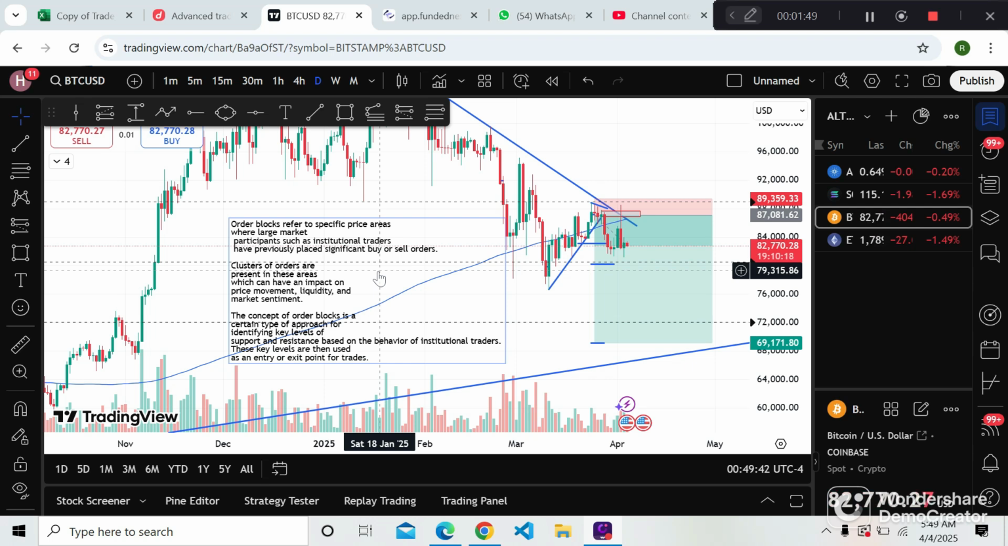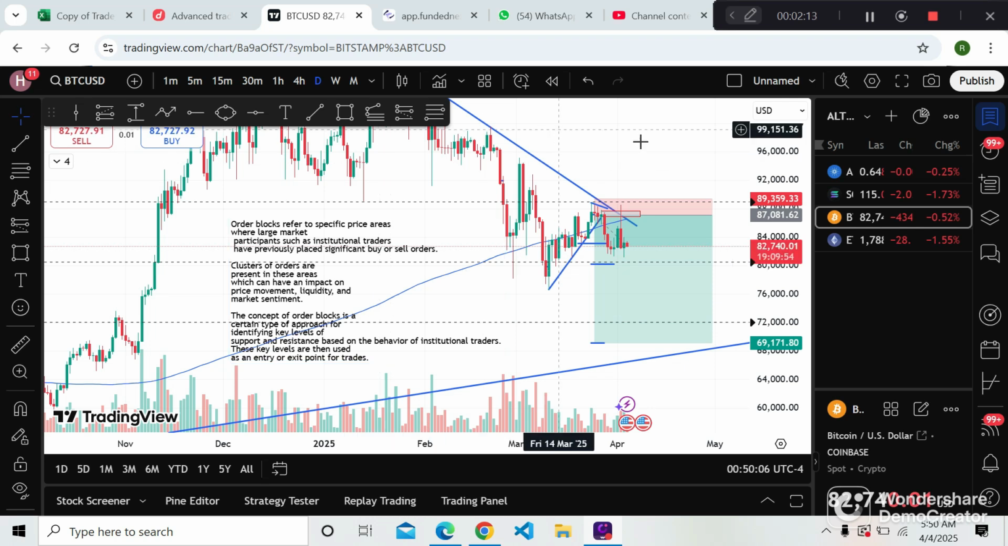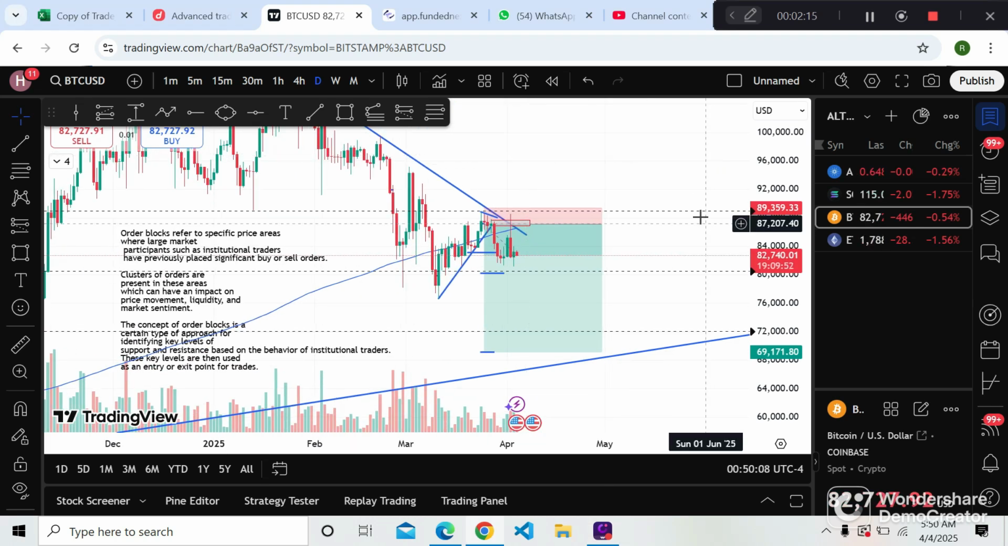So the concept of order block is a certain type of approach for identifying key levels of support and resistance based on the behavior of institutional traders. These key levels are then used as an entry or exit point. So now that's the point. Now, order blocks, when identified properly, can be used as very good entry points. Very, very good entry points.